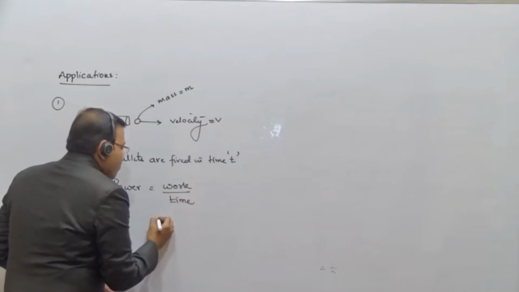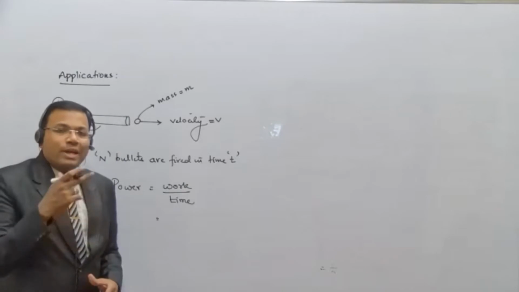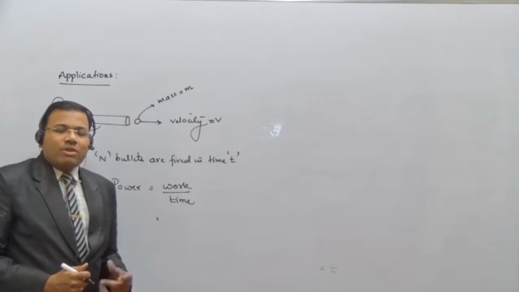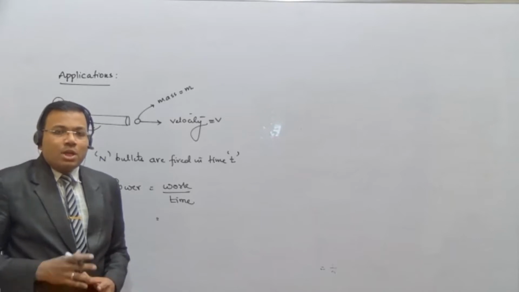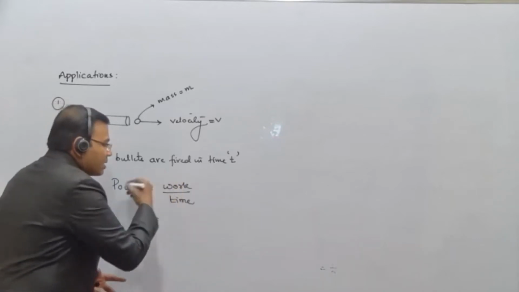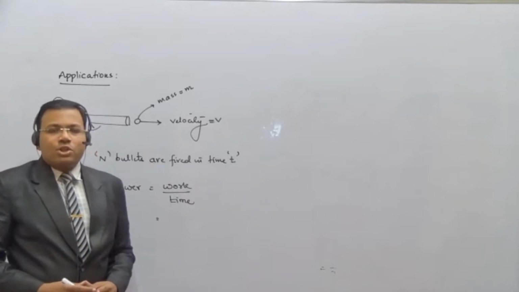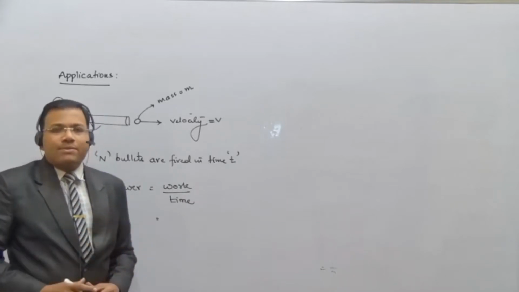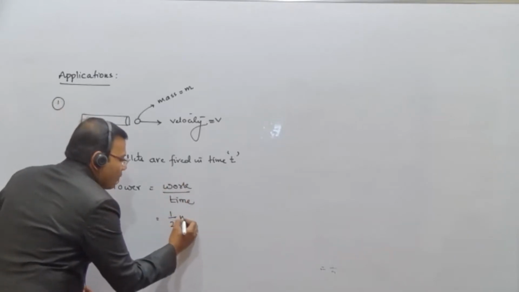And this work is done in which form? The bullets are fired. That means the work is done in the form of kinetic energy. In place of this work, we can write kinetic energy, because energy is the capacity to do work, and dimensionally we can replace. So for this work, I write half mv square.